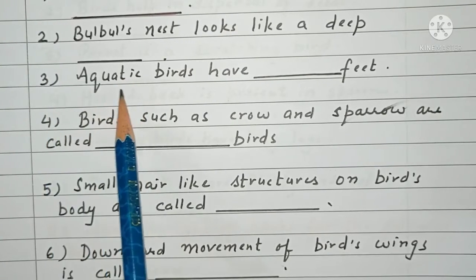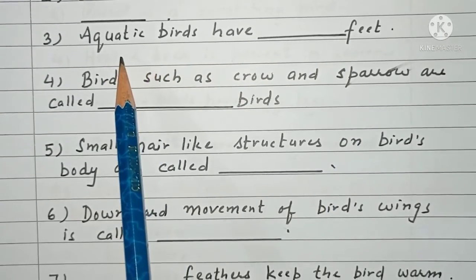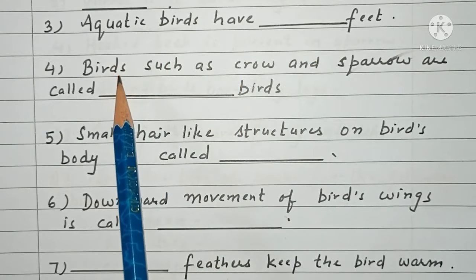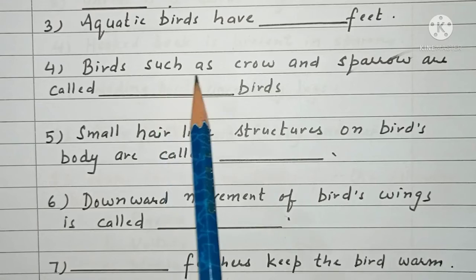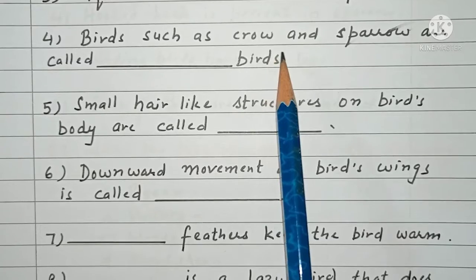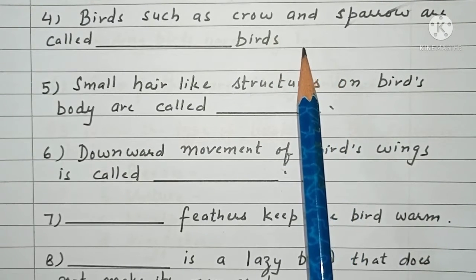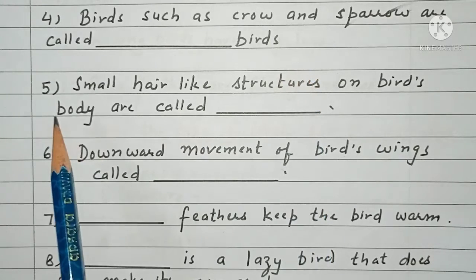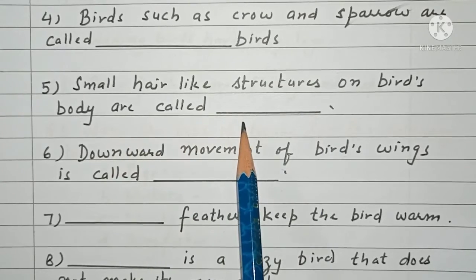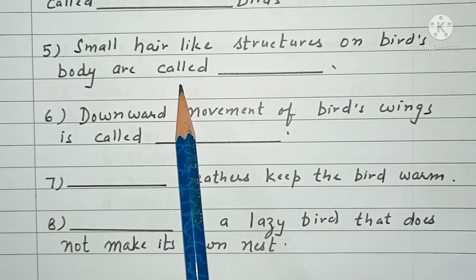And then aquatic birds have dash feet. Aquatic birds means the birds which swim in water. So type of feet possessed by them. And then number 4, birds such as crow and sparrow are called dash birds. Now you know that crows and sparrows, they sit on the branches of the trees. So what is the special name given to them? Number 5, small hair-like structures on bird's body are called dash. So what do we call those hair-like structures which are present on the bird's body?